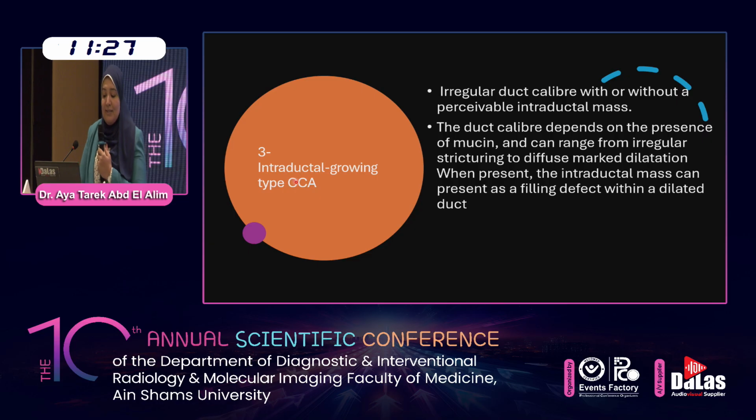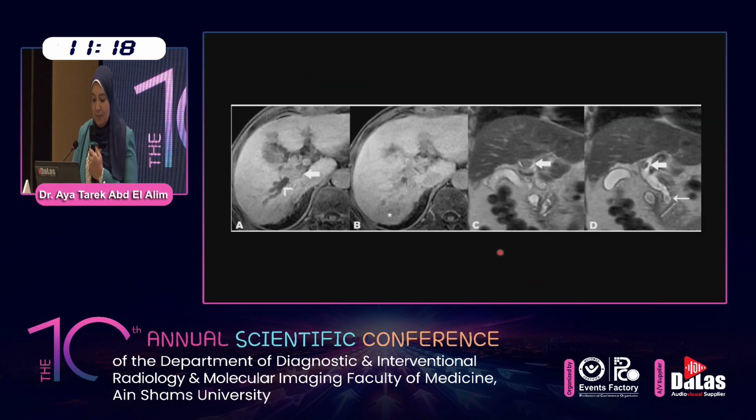And the last form is the intraductal form. It appears as an intraductal filling defect or irregular duct or irregular thickening. As we see, there is soft tissue thickening here along the right posterior branch, and this is either extension or metastasis, and this is the filling defect inside the duct. So this is the intraductal form.